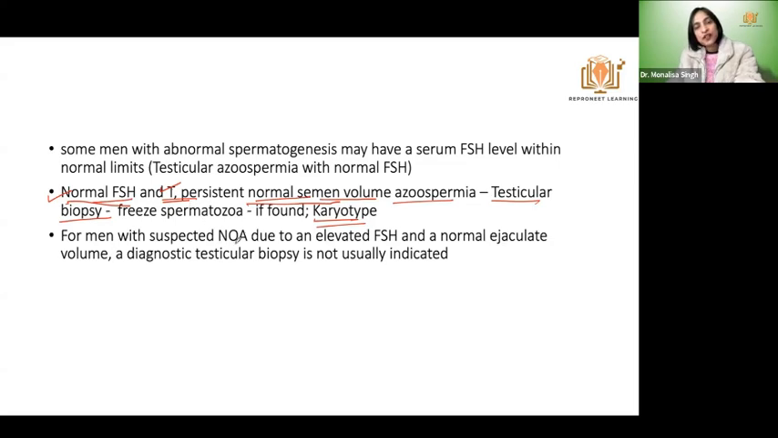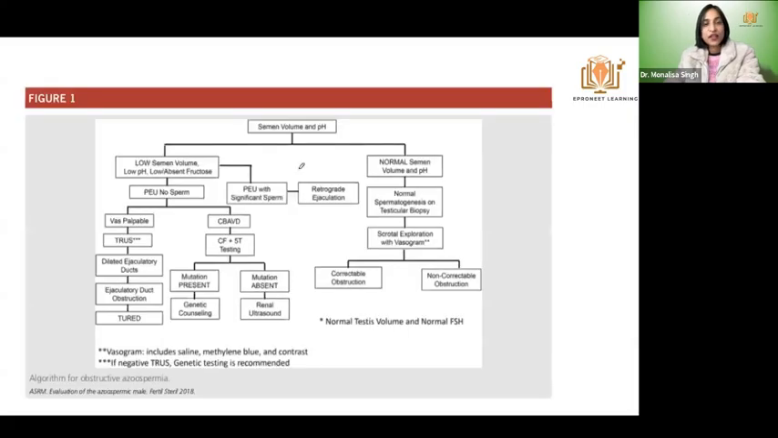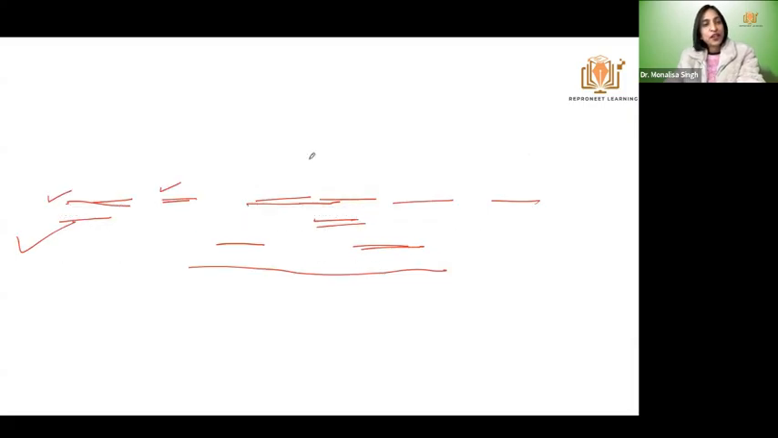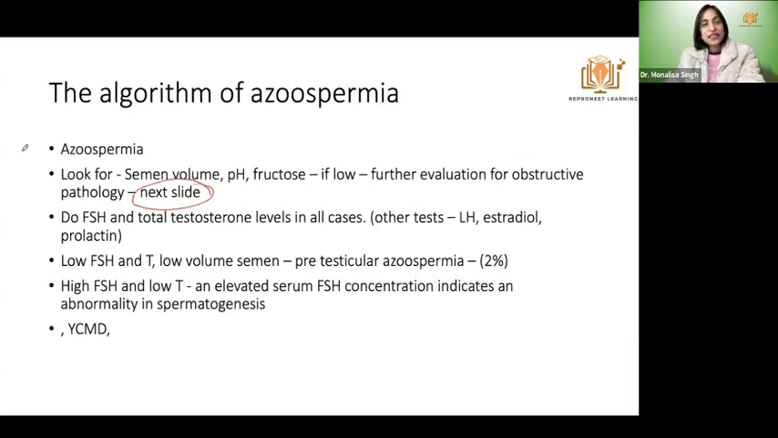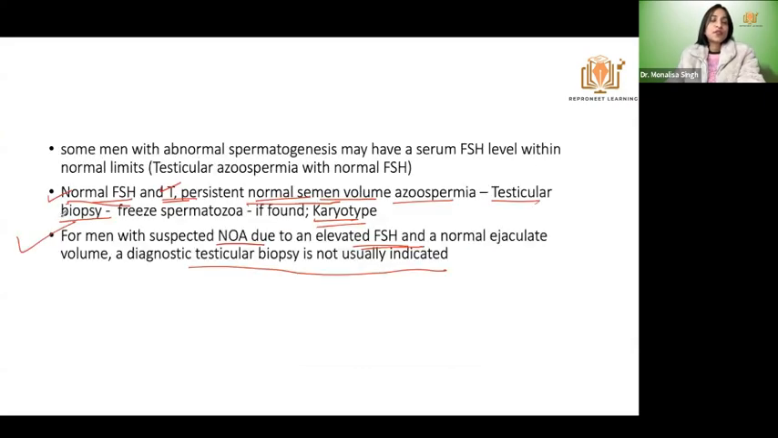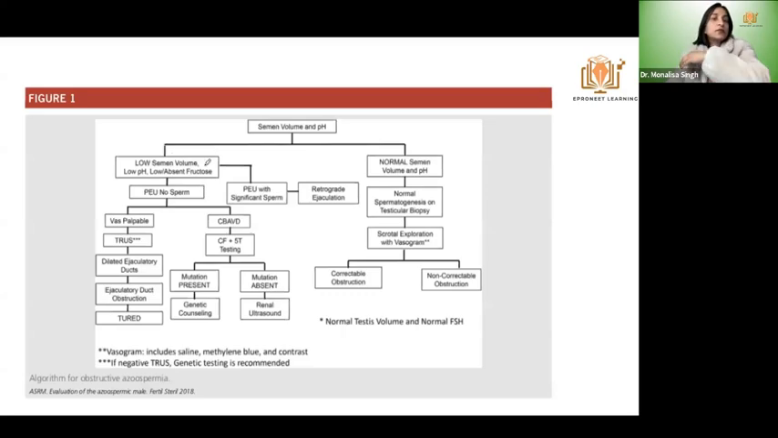And with suspected non-obstructive azoospermia due to elevated FSH, testicular biopsy is not indicated. We already saw that if FSH is high, FSH is low, or obstruction is evident, a biopsy is not required for diagnosis. Now I was talking about this next slide. If there is azoospermia with low semen volume, low pH, low fructose, and your hormone levels are normal, now you need to rule out obstruction first.